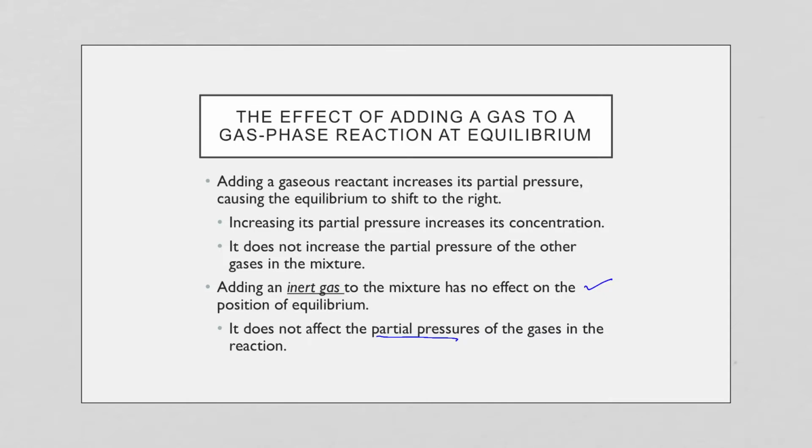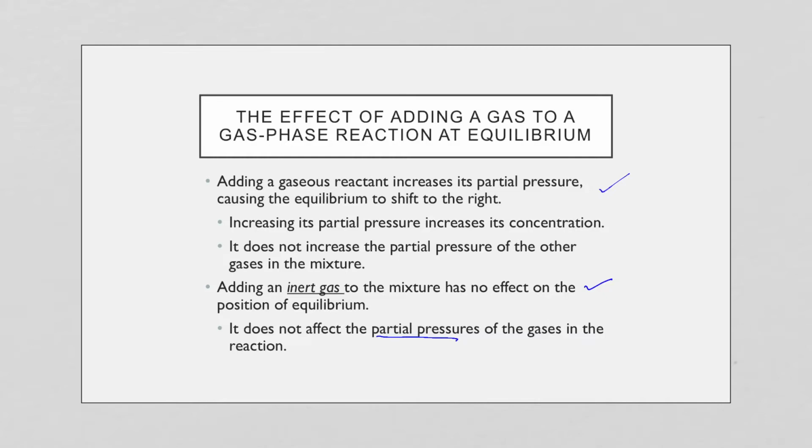Just to summarize here, adding a gaseous reactant will increase its partial pressure, causing the equilibrium to shift to the left or the right, just like we talked about with concentration of solutions. If we add gaseous reactants or products, we get the same shifts that we talked about earlier. But if I add an inert gas, it has no effect because I'm not changing the pressures of my reacting gases or my product gases.